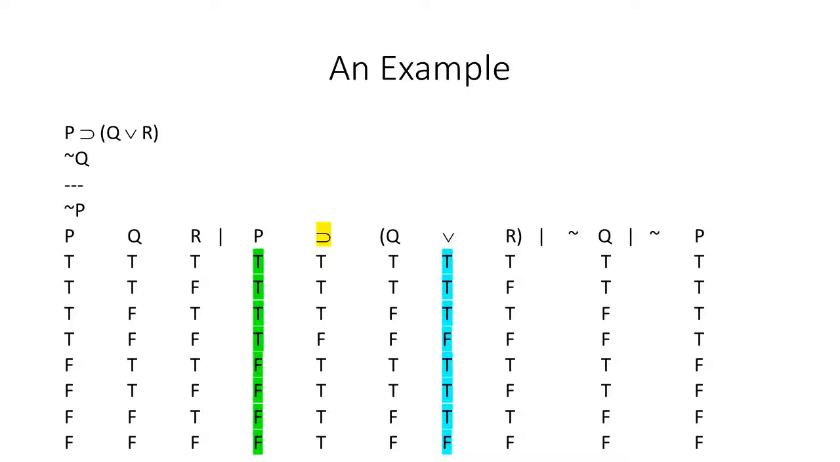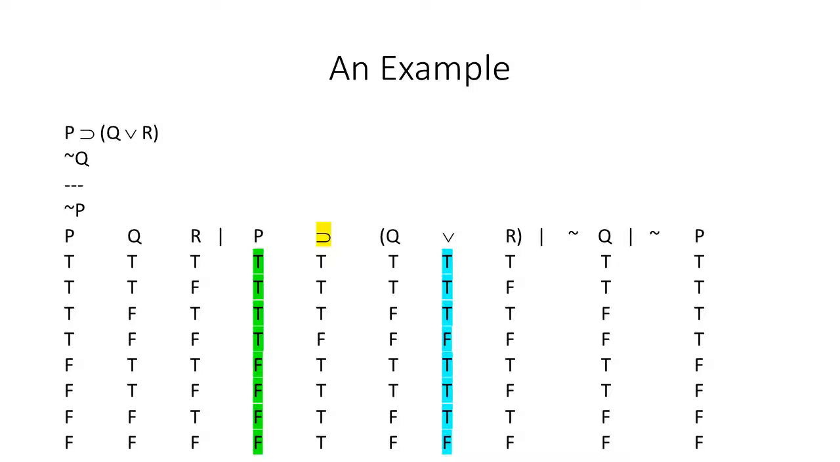So whenever the antecedent is false, as in the last four lines, the conditional is true. And whenever the antecedent and consequent are both true, it's true. But when the antecedent is true and the consequent is false, as it is in line 4, it's false.